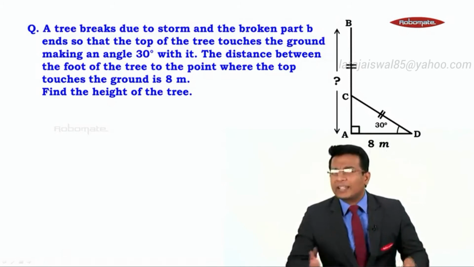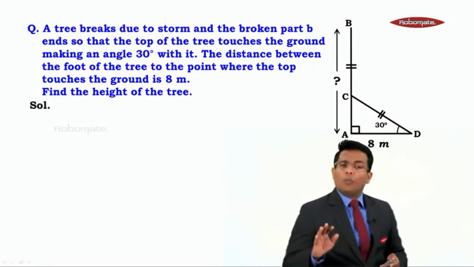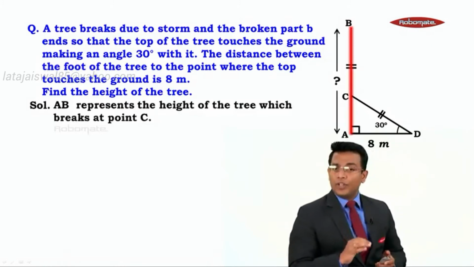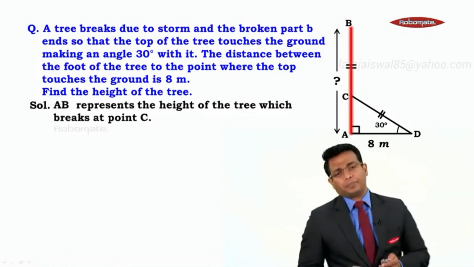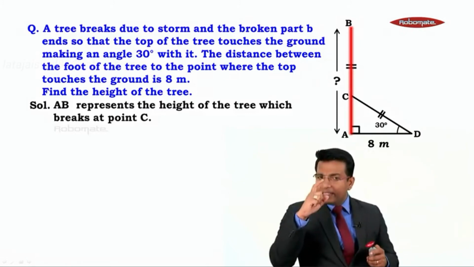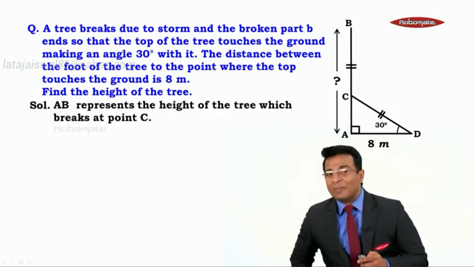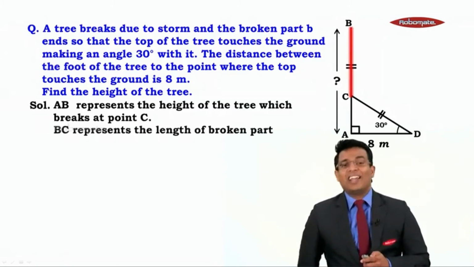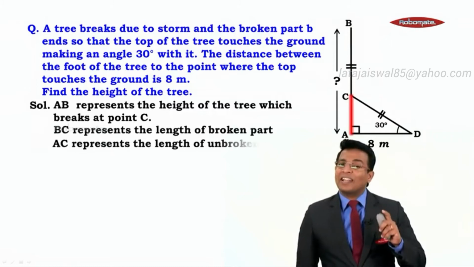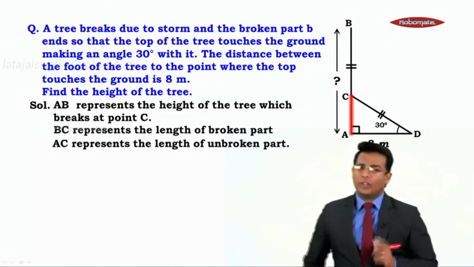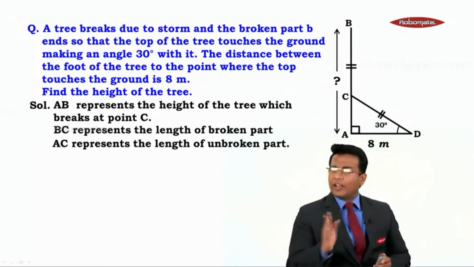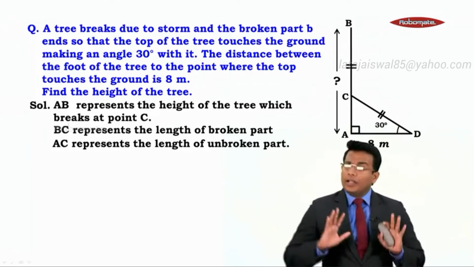But before that, let's describe the figure. So we write there, AB represents the height of the tree which breaks at point C. So if it has broken there at point C, that means that BC represents the broken part, and that AC represents the length of the unbroken part. That's the description which we have written here, right? And we have an angle given there, and we have the length of AD as 8 meters.